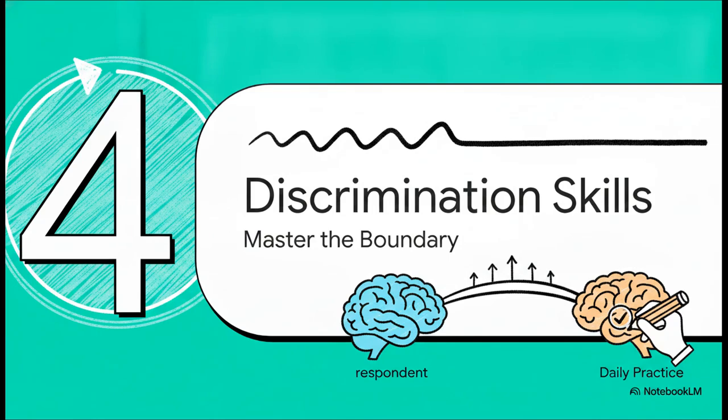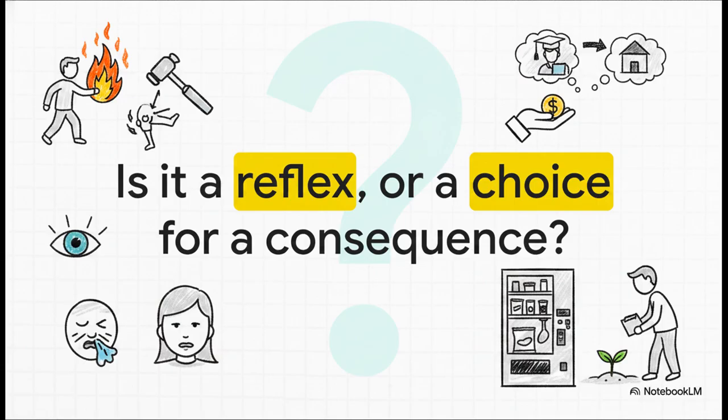All right, final stretch. Section 4, master your discrimination skills. This leaves us with the ultimate mental filter. The golden rule, really. Is it a reflex or a choice for a consequence? Whenever you are looking at a new complex behavior out in the wild, just run it through this exact filter. It literally clarifies almost everything. Was it forced by biology? Boom, it's respondent. Was it done to get a specific result? It's operant. Just taking a split second to ask yourself this one simple question is going to unlock some incredibly accurate behavioral analysis for you.